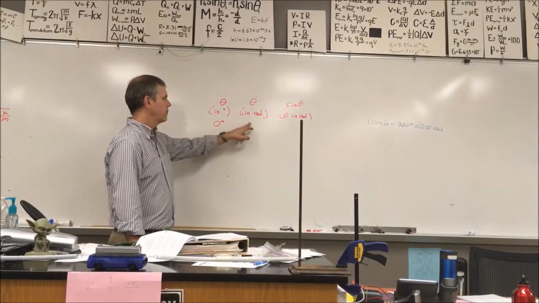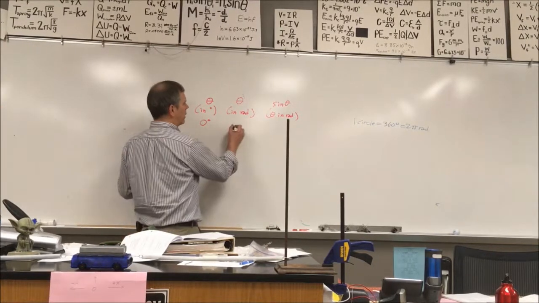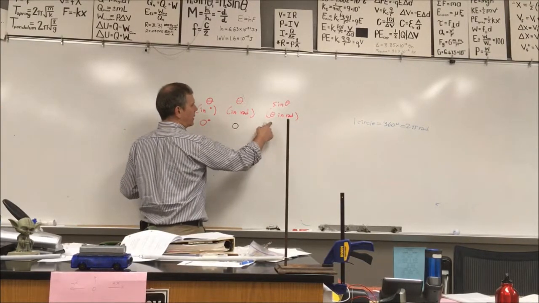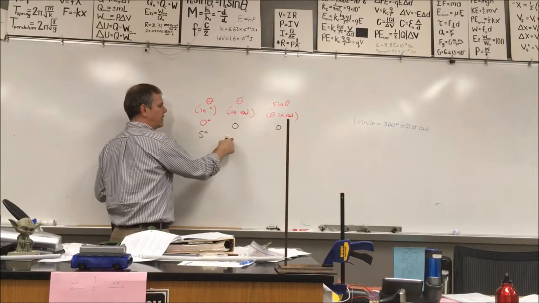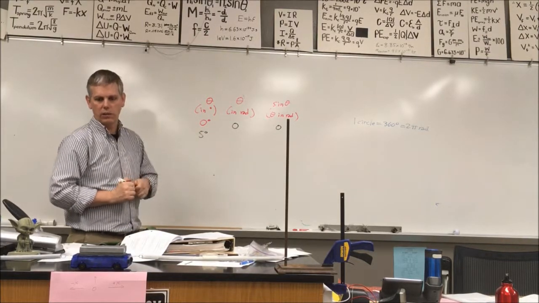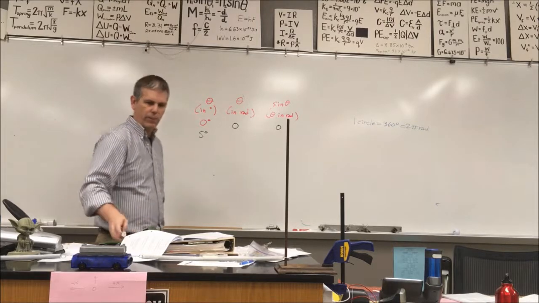So take this, and obviously it's going to give me 0 radians, and then sine of 0 is? That's 0. So now we're going to go 5 degrees, and I want this as a decimal, not as a fraction.